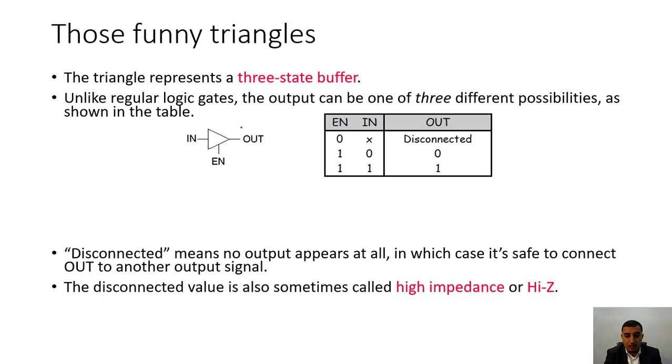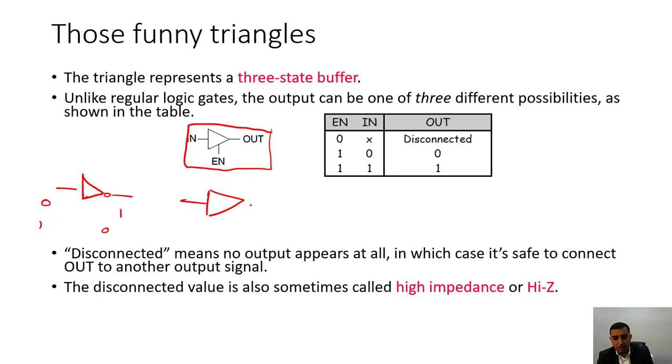Now, this is a tri-state buffer or 3-state buffer. The usual buffer, this is an inverter. If you give it 0, it will give you 1. If you give it 1, it will give you 0. And this is what we call a buffer. If you give it 1, it will give you 1. If you give it 0, it will give you 0. Why do we need a buffer? Anyone knows why do we need a buffer?